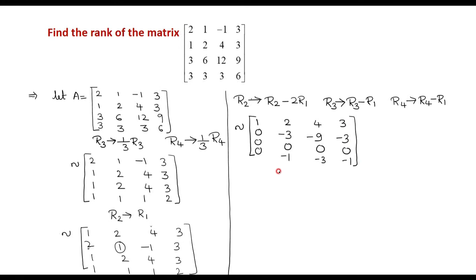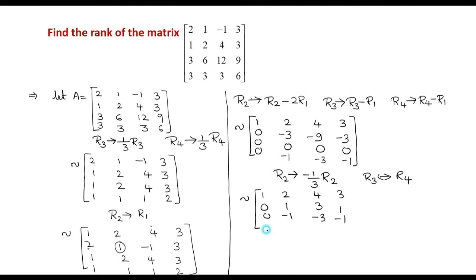Now note that from the second row we can take -1/3 common. So we'll write R2 changes to -1/3 of R2. So that is 1, 2, 4, 3; 0, after taking -3 common, it is 1, 3, 1. And also, note that the third row is a 0 row, so I'll interchange R3 and R4. So this will be 0, -1, -3, -1, and here it is 0, 0, 0, 0.